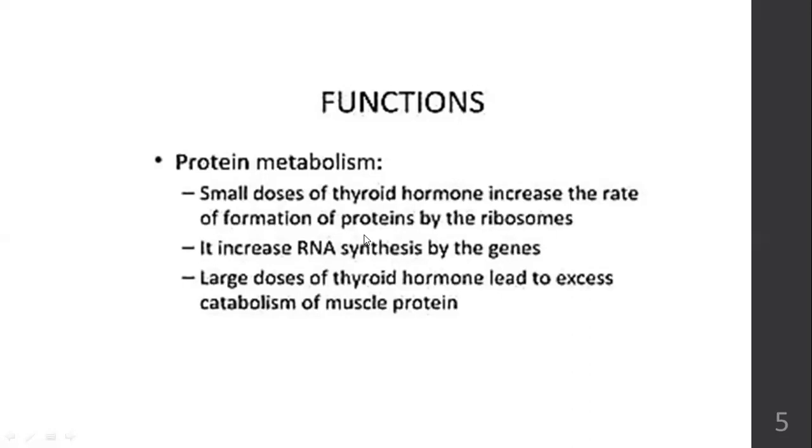Large doses of thyroid hormone can lead to excess catabolism of muscle protein. What is catabolism? Breakdown. If there is too much thyroid hormone, your own body protein, that is the muscle protein that you already have in your body, will be broken down. So large doses of thyroid hormone occur in hyperthyroidism. That's why people who have hyperthyroidism can't put on weight or muscle, because their own thyroid hormone in large doses is breaking down their muscle protein. So that's how protein metabolism is affected by thyroid.